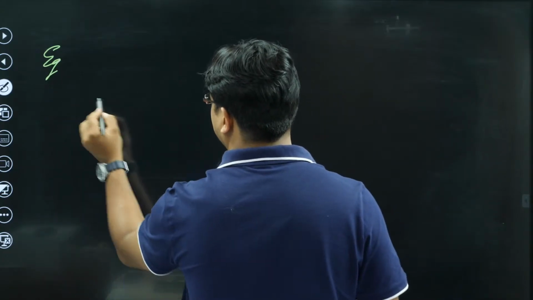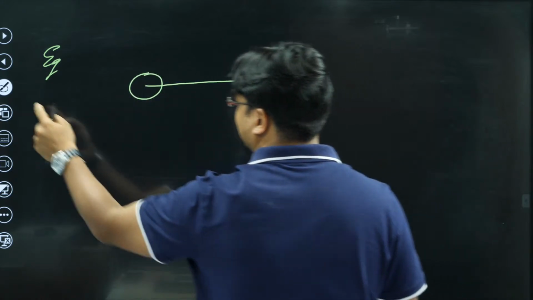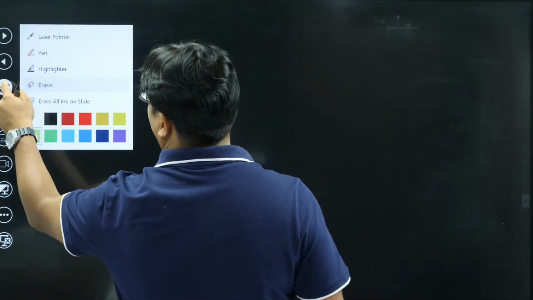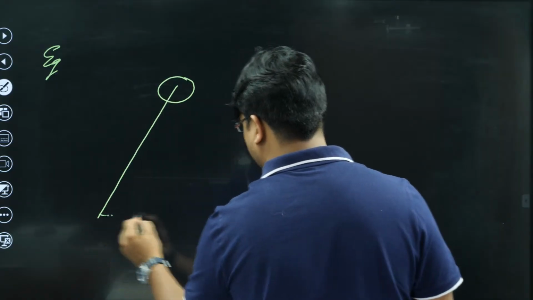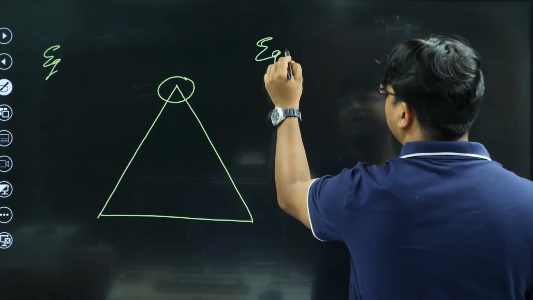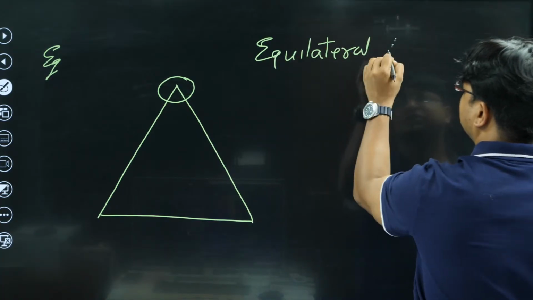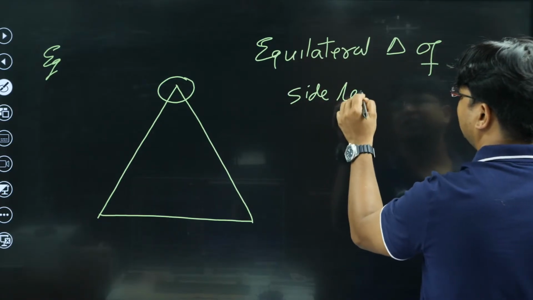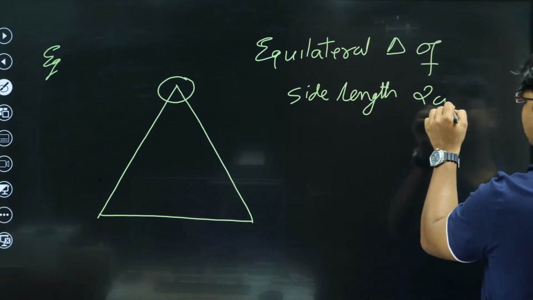This time, let's say you have 4 particles, or should I go with 3 first? Let's go with 3 first. Okay, so let's say 3 particles are kept on the vertices of an equilateral triangle. So this is an equilateral triangle of side length, let's say, 2 centimeter.